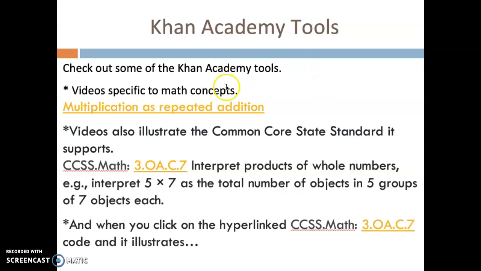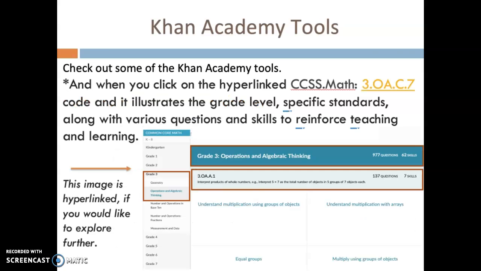Check out Khan Academy. Okay, here's the video that we watched for lessons 9 and 10, but the videos also have the Common Core State Standards linked. And if you click on that Common Core State Standards, then it opens up, okay? It shows you more details. And you can click on this image as well, take you right to that page.